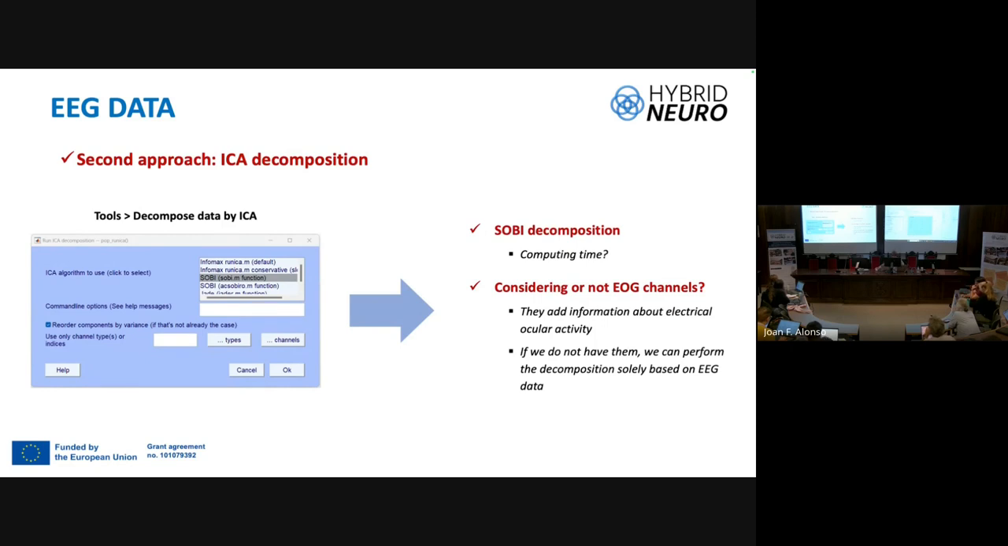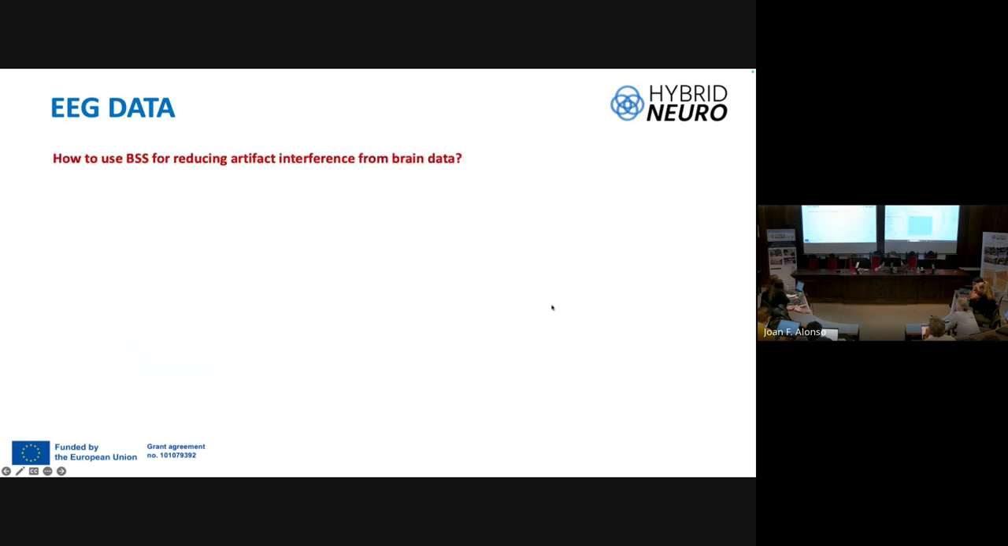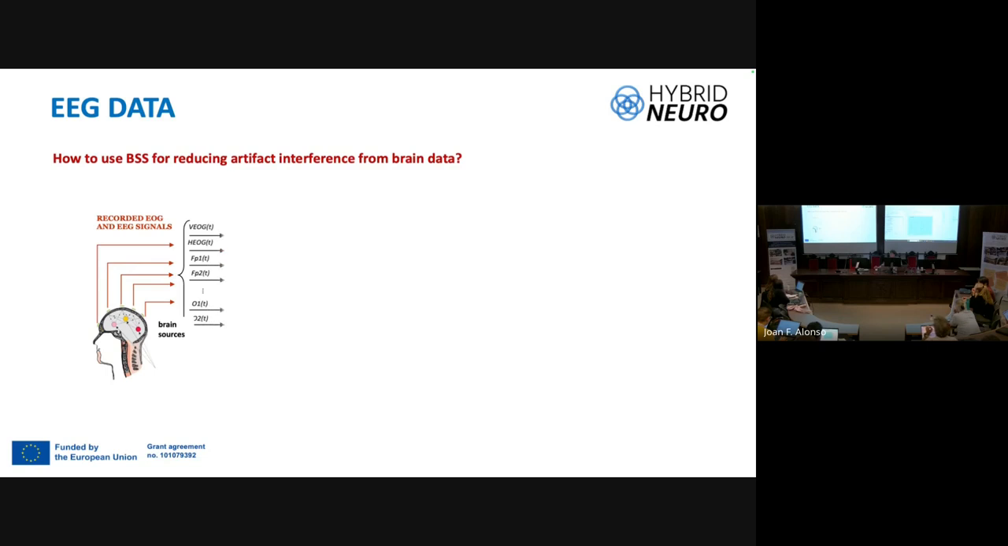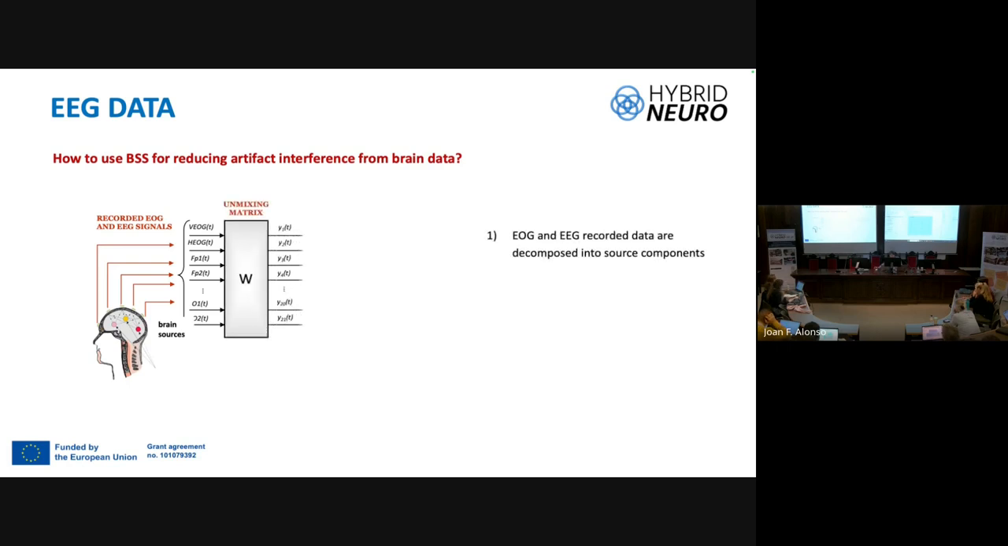Before or after doing the decomposition, let's remember the procedure we discussed this morning for filtering artefacts through blind source separation. We acquire EEG and EOG signals, which are a mixture of different brain, ocular, muscular activities. We don't have any knowledge of the source signals nor the mixing process, and we can make some assumptions to try to estimate a solution.